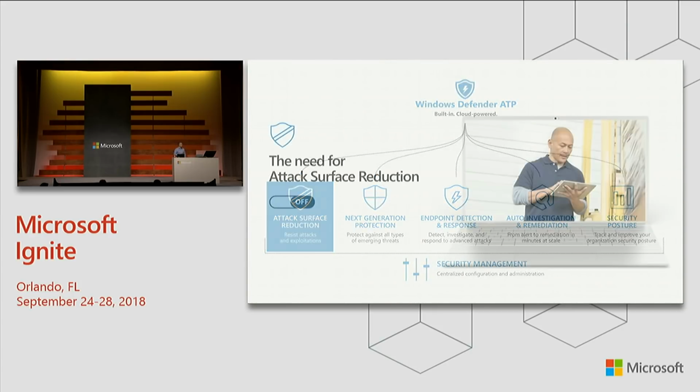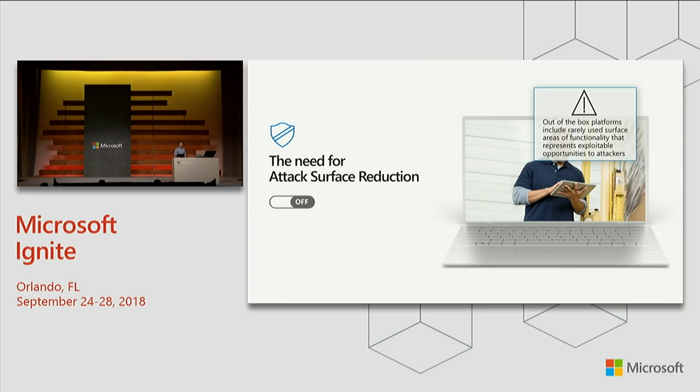Now, we'll start with the ASR. So why do we need ASR? Well, I kind of explained this already, but out of the box, you've got a surface area of attack that's this big, and a lot of that surface area is just ripe for exploitation, and you don't have a single app in the world in your organization that's using any of that capability. So why is it running? Why is it available for exploit? With ASR, we can reduce that, right?